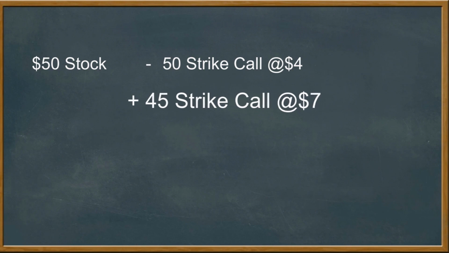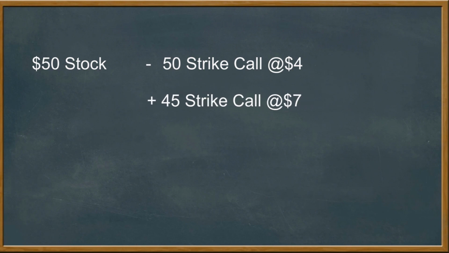We paid $7 for the option we bought. We received $4 for the option we sold. That means our net entry cost for the trade is $3 per share, and the most we could lose on this trade is $3 per share. So the first advantage of a vertical spread is that it can be much cheaper than just buying a call option. The difference in our strike prices in this trade is $5.